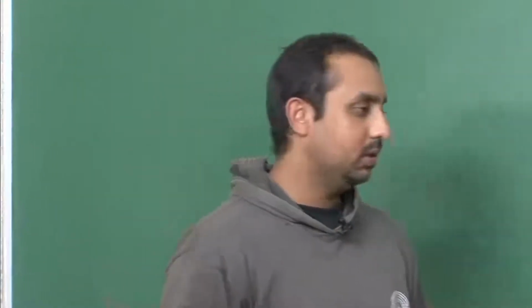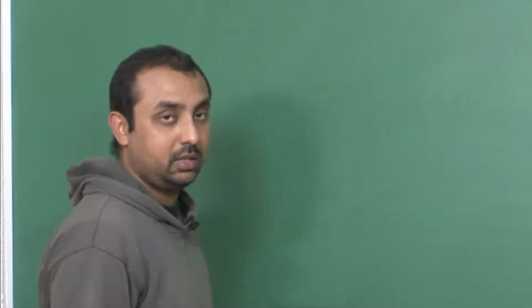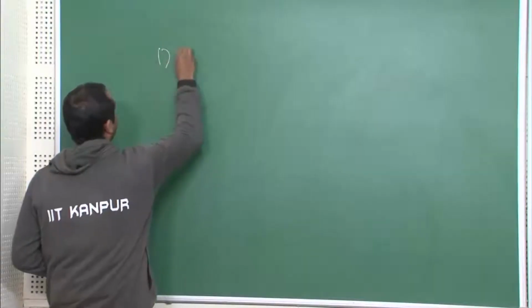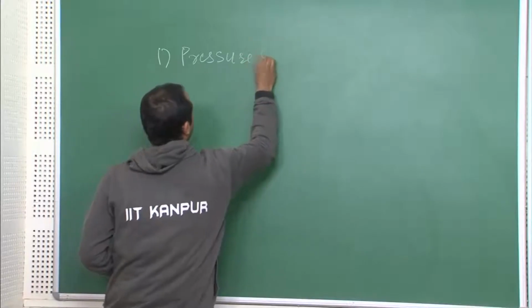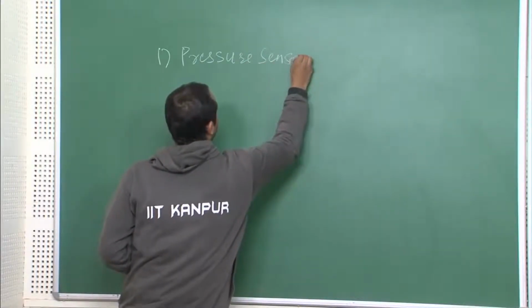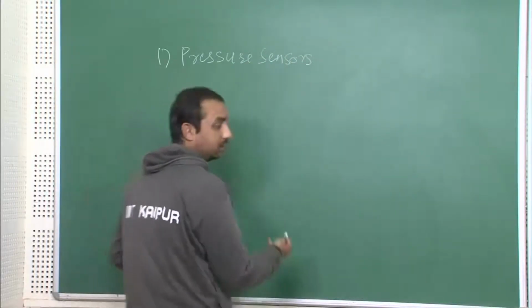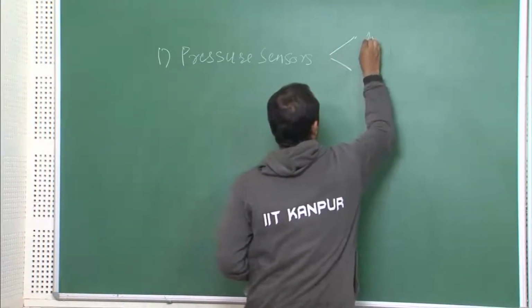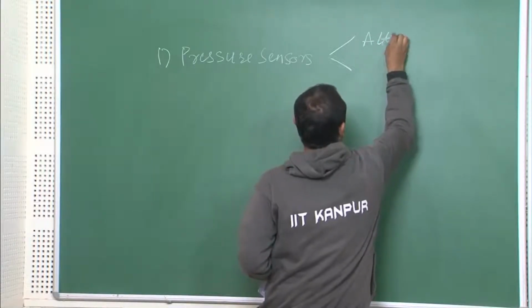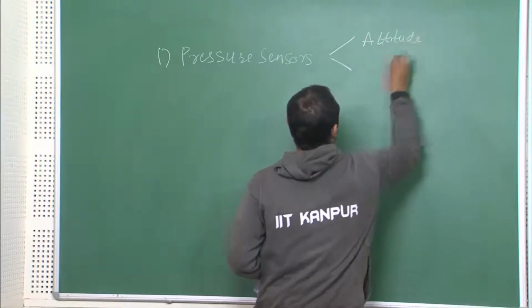So today's lecture will be basically on various type of sensors and their working principle and how do we collect data from them. So different sensors which we will be discussing will be: first, pressure sensor. Now these pressure sensors usually are used to calculate your altitude and airspeed.